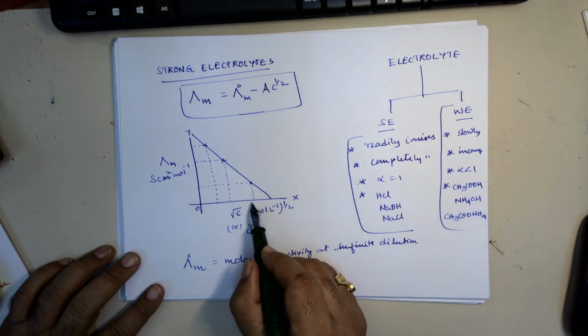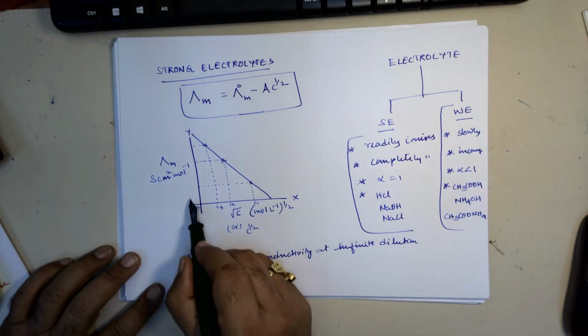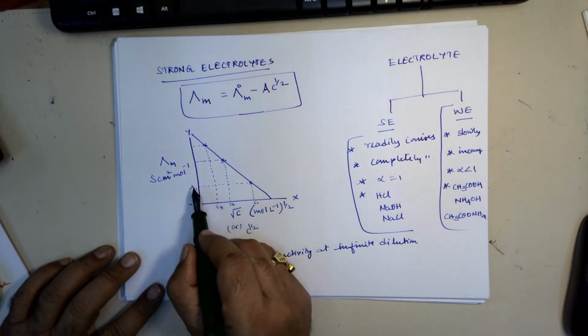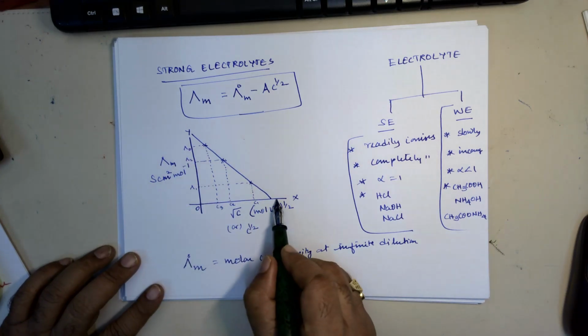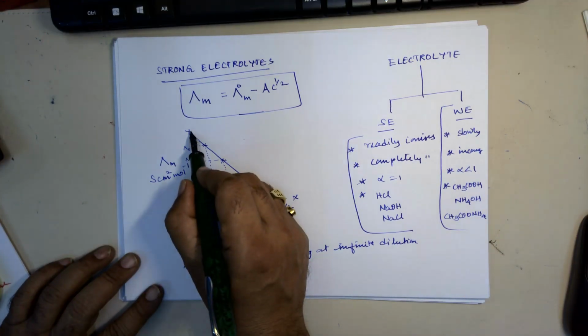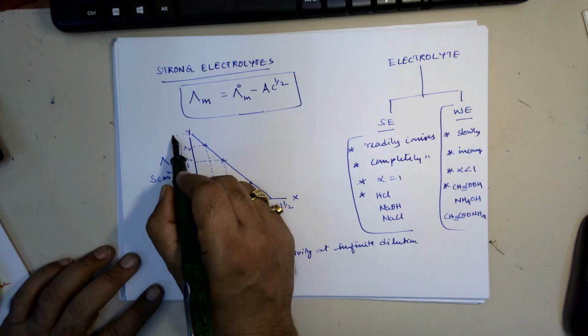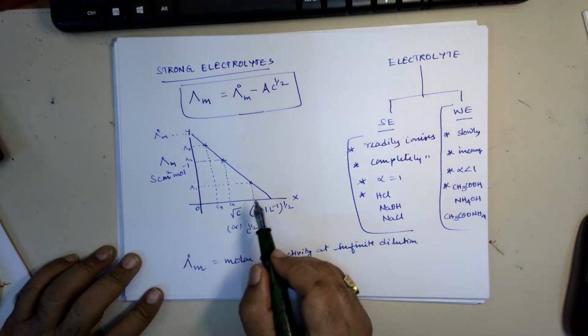Let me say these are concentrations C1, C2, C3, and the corresponding values are lambda 1, lambda 2, lambda 3. Now I am slowly decreasing the concentration. Almost negligible concentration of the solute means infinite dilution. Do you understand this? So it will be in the highest order now, and that is why that is taken as lambda naught, at infinity.